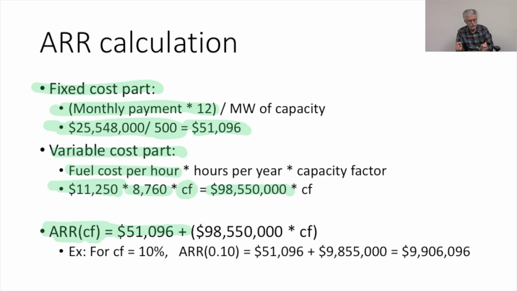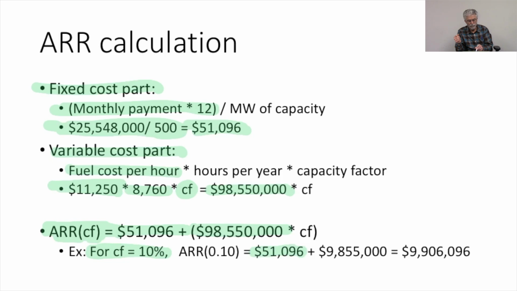So it's $51,000 for the fixed part, $98,500,000 for the fuel cost part. Now, one of the things I want to point out is that it's obvious that as the capacity factor rises, the fuel costs are going to dominate the fixed cost part of the cost of running this power plant. In terms of the annual revenue requirement, the fixed cost part is a very small part of the total cost for the plant. But let's take an example where we run the plant at a 10% capacity factor.